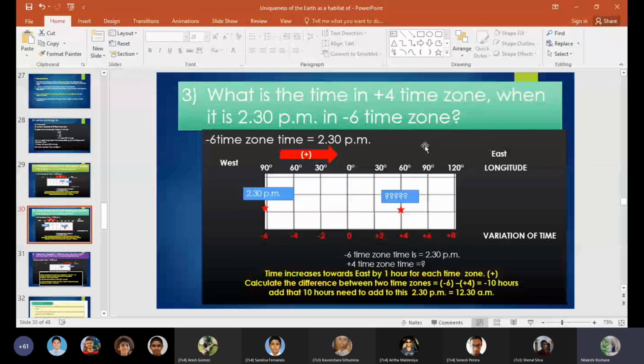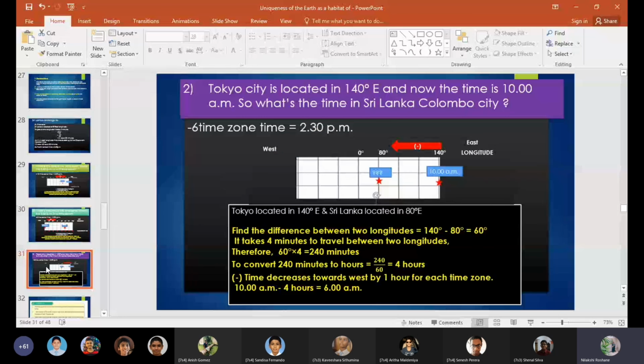Okay. So there is another question. Tokyo city is located at 140 degrees east, and now the time is 10 a.m. So what's the time in Sri Lanka, Colombo city?